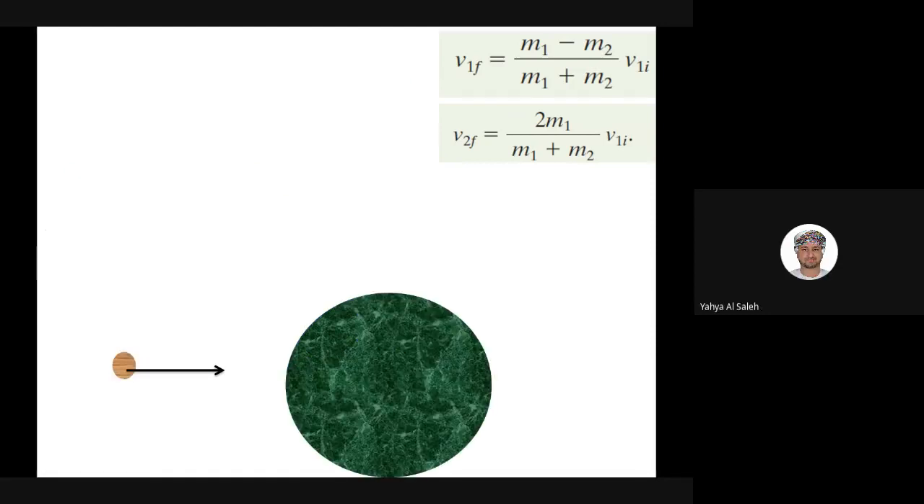What if we have a very tiny thing hitting a very, very big thing? What happens? You have the formula up in the corner. Can you think of it? What happens if a tiny, tiny thing hits a very big thing?